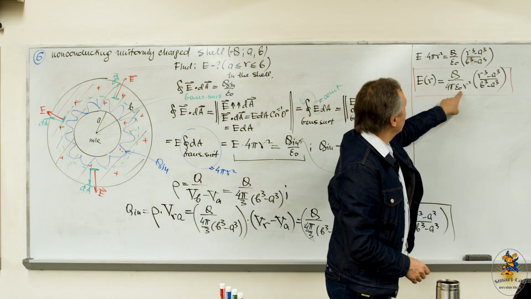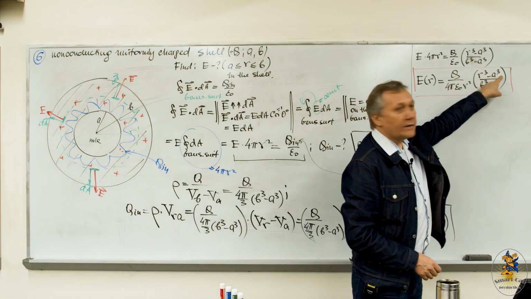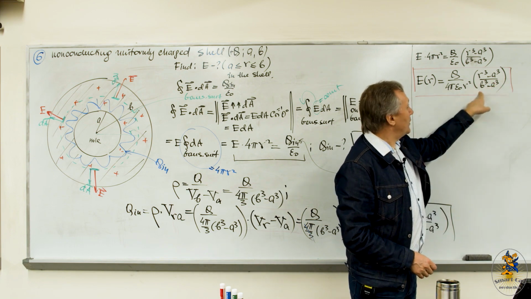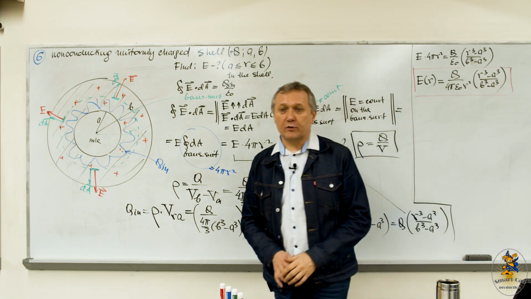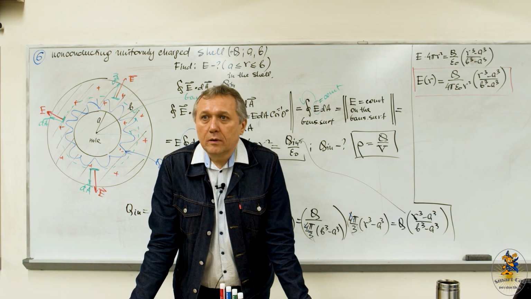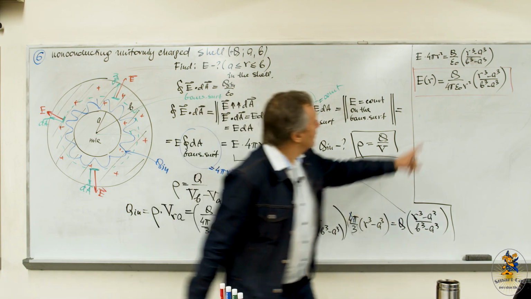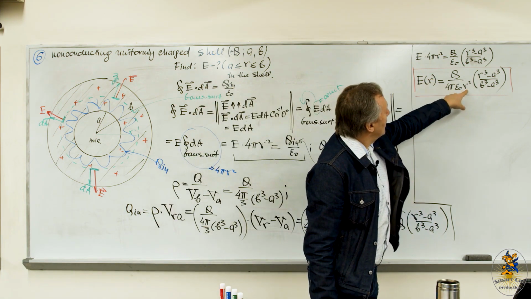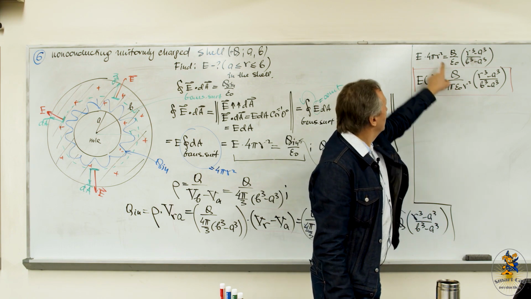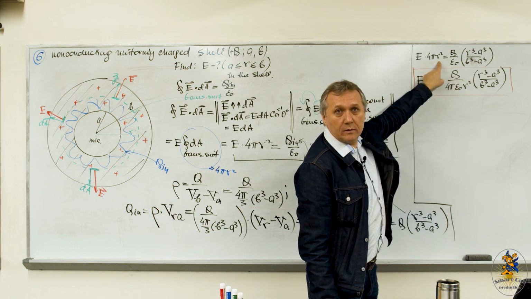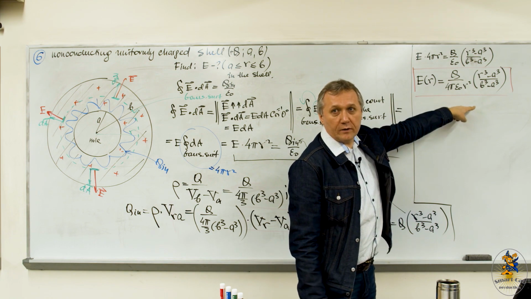Times (r cube minus a cube) over (b cube minus a cube), every time subtracting a cube. R squared, it's this one. You see, I just moved this r squared downstairs.